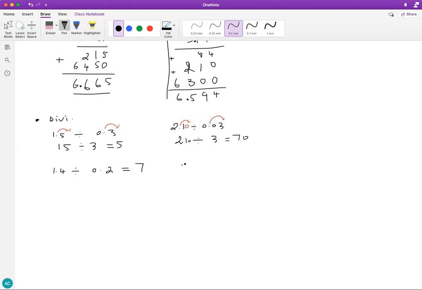Let's say, just some random example, 3.4 divided by, let's say, 1.2. Okay, first we're going to move the decimal. This turns into 34 divided by what? 12. 12, that's right. So it's not as easy to see. We still have to find out.